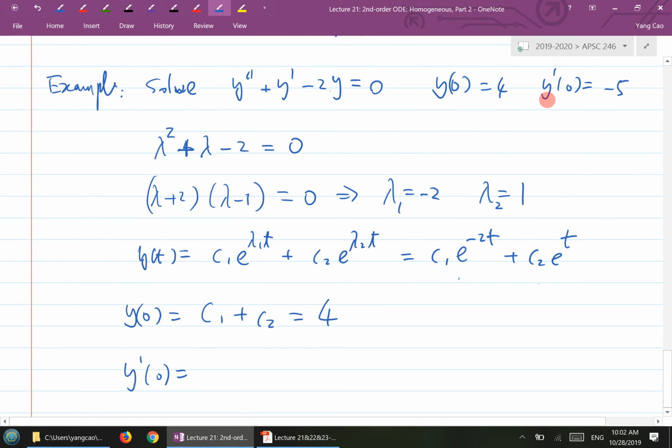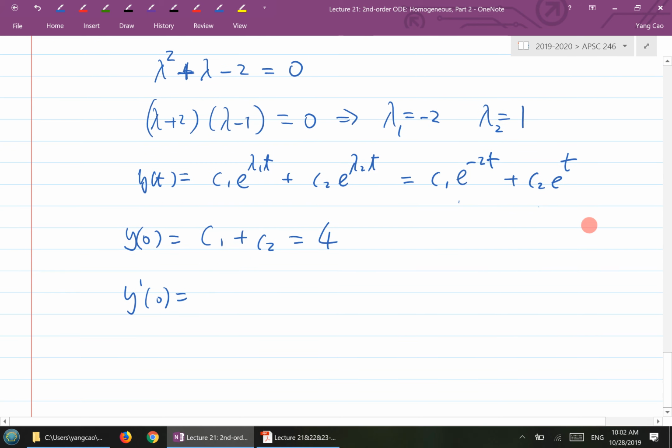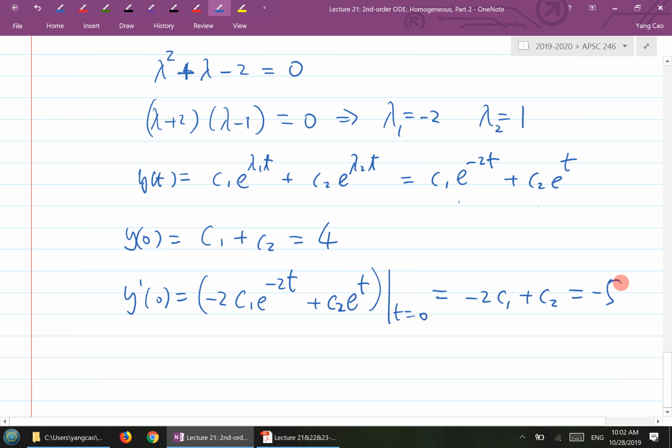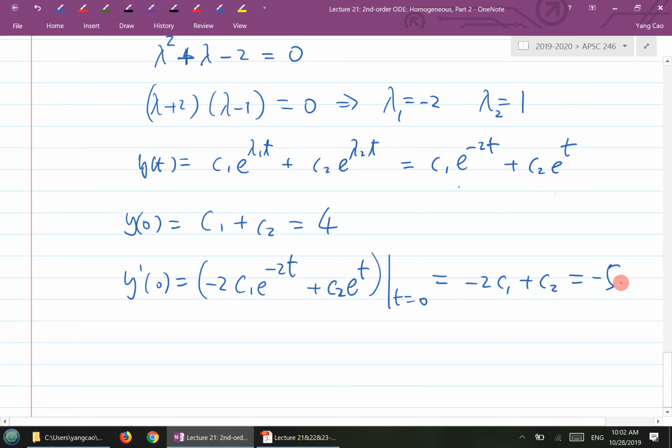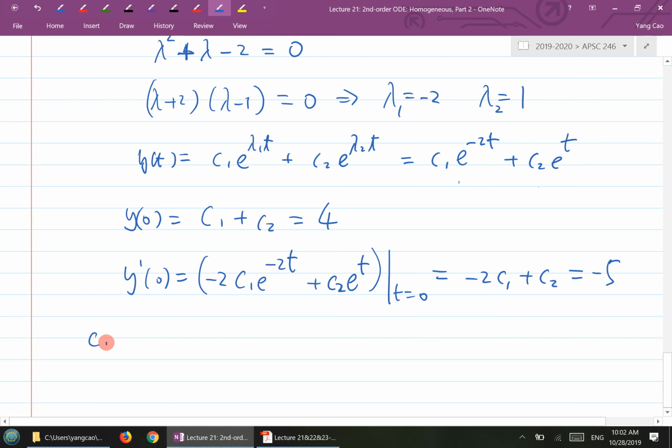Then you calculate y prime. After you calculate y prime, you substitute t equal to 0 again. Calculating y prime gives you negative 2 C1 and this, and then C2 and this, and let t equal to 0. That gives us negative 2 C1 plus C2, which is negative 5. So you have two equations, two variables. Solve for C1 and C2, and you get C1 equal to 3 and C2 equal to 1.